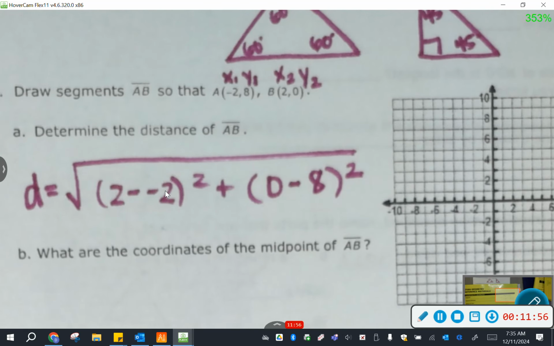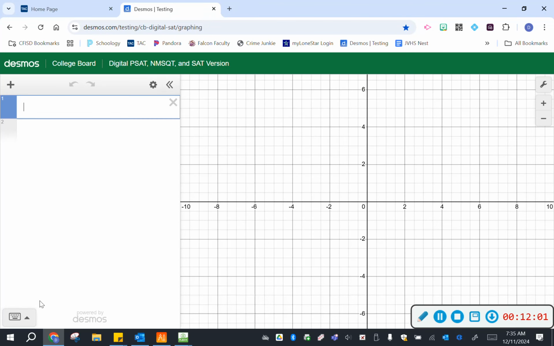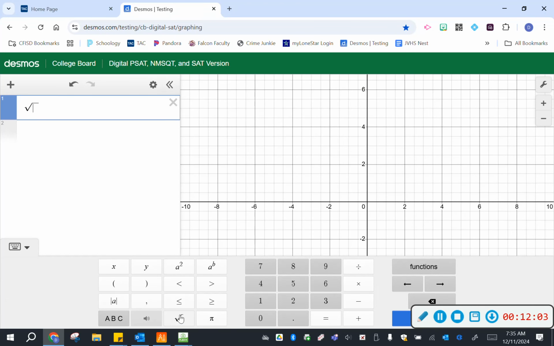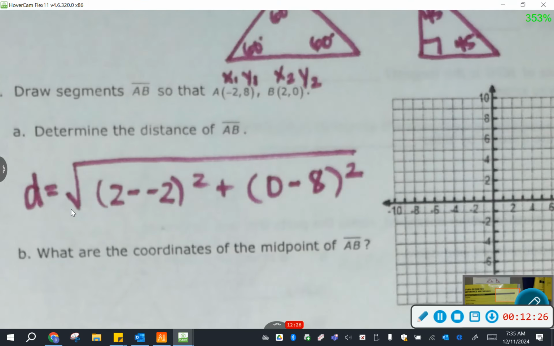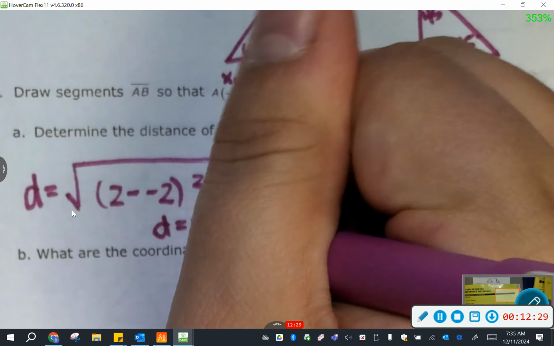You're not going to have to do this by hand tomorrow. You are just going to do this in Desmos, exactly like I wrote it. So do parentheses 2 minus negative 2, close it squared, plus parentheses 0 minus 8, close it squared. Is that what y'all got? So the distance is 8.9.